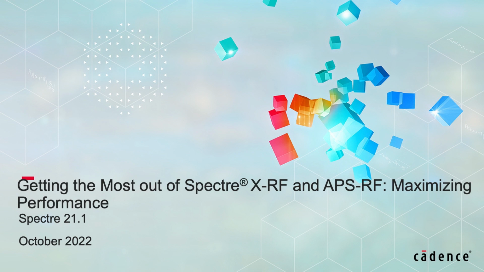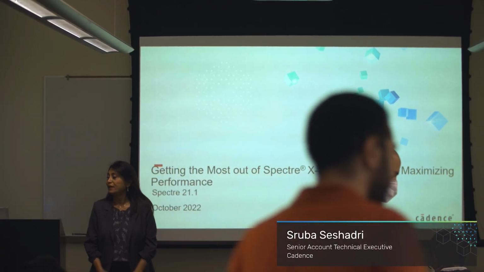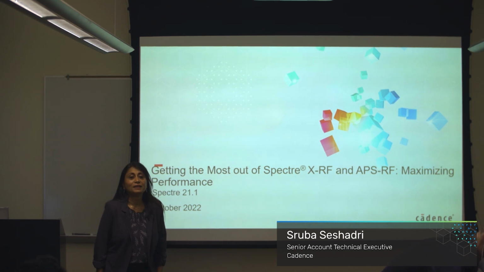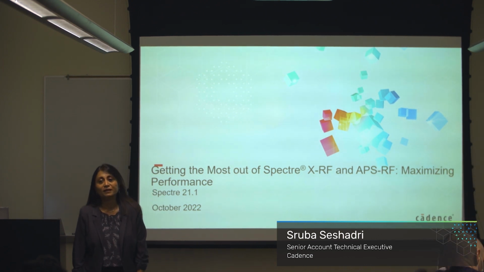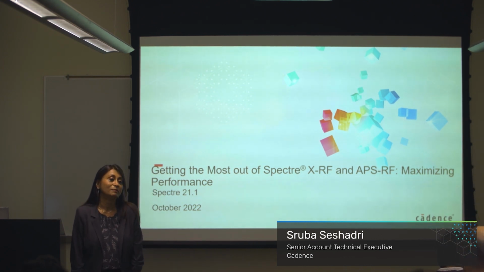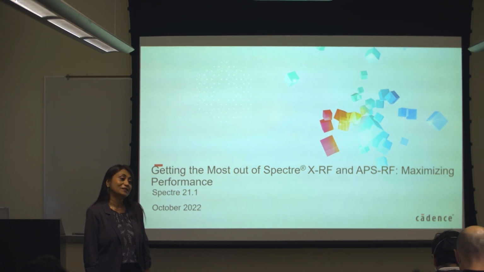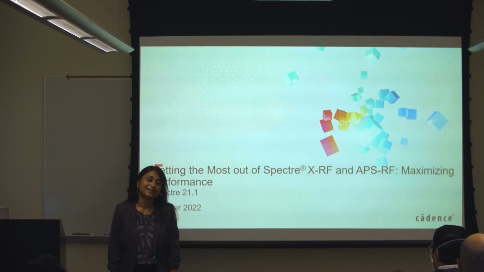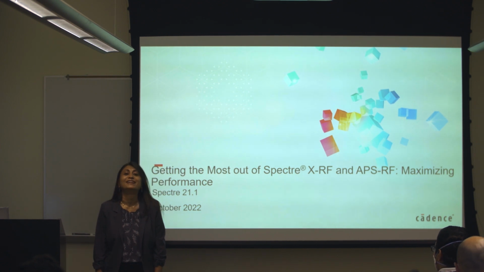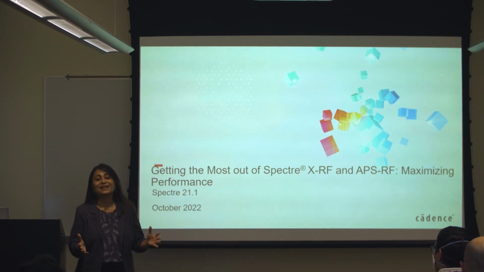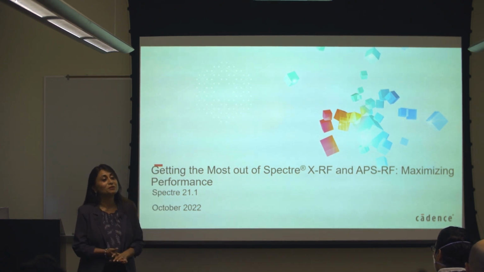I'm Sruba Seshadri. I am actually account technical manager for Cadence. I cover Southwest and Southern California. I used to be an applications engineer, and before that I was actually the product engineer for Spectre RF. In the early days of Spectre RF, when we started with Ken Kundert, it was just 3 of us, and then it became a huge product and golden standard for simulation in RF.